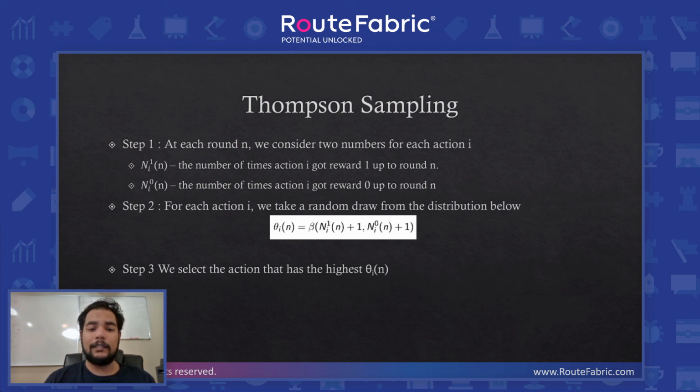For each action, we take a random draw from the distribution below. Step 3 is we select the action that has the highest theta value. So we're taking the highest reward value and we're going to keep going forward in the environment.